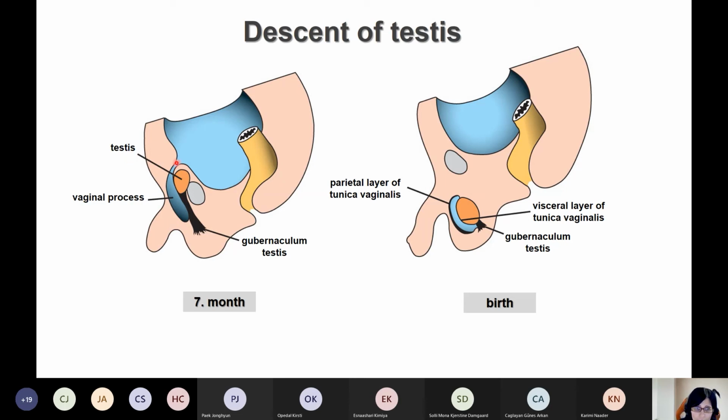The vaginal process loses its connection to the peritoneal cavity, and only this will remain. This is the tunica vaginalis, and this will be found on the anterior side of the testis and is composed of two layers. We have a visceral layer found on the anterior side of the testis, and a little bit far away we have the parietal layer. So this is the descent of the testis. It is controlled by androgens and AMH, so it is also under the influence of hormones.